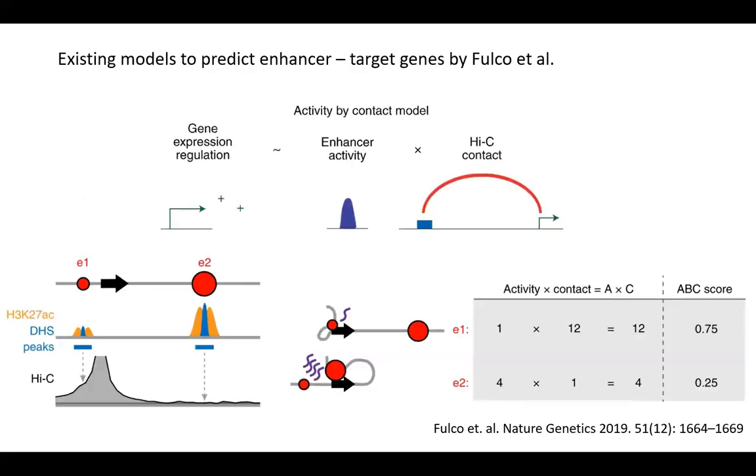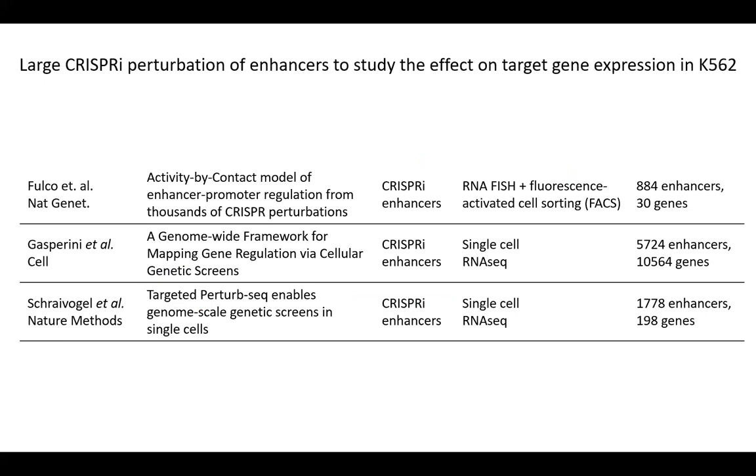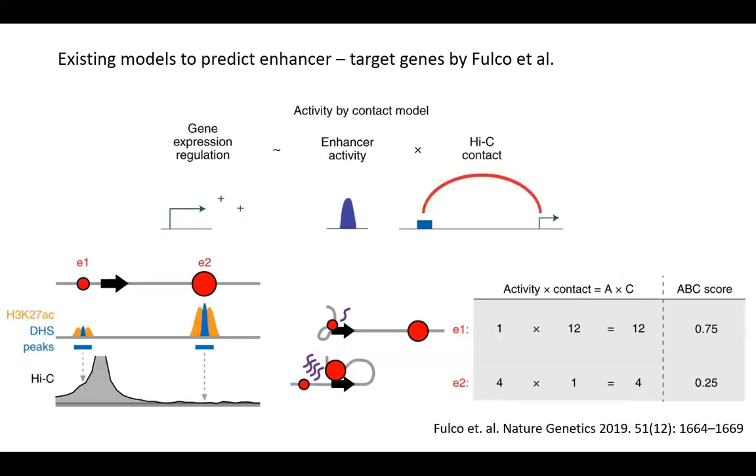So this is the data set that we decided to use for our machine learning algorithm. But before we go there, let's just introduce what the existing model was. So after Fulco, the first study, generated this data set of 800 enhancers blocking and 30 genes expressed. Based on the observations from that data set, they came up with this model that they call the activity by contact model. And it is a very simple model.